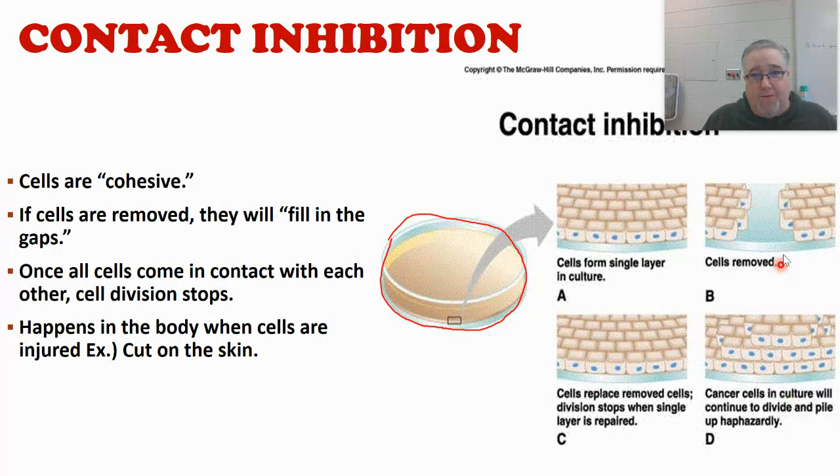But this is contact inhibition. When you remove those cells, it's a signal to other cells to divide until they fill in the gaps. So think about a paper cut on your finger, or you skin your elbow. That's what happens when those cells eventually grow back.